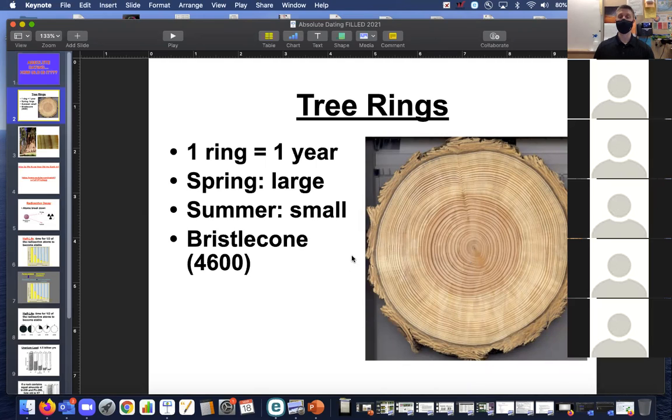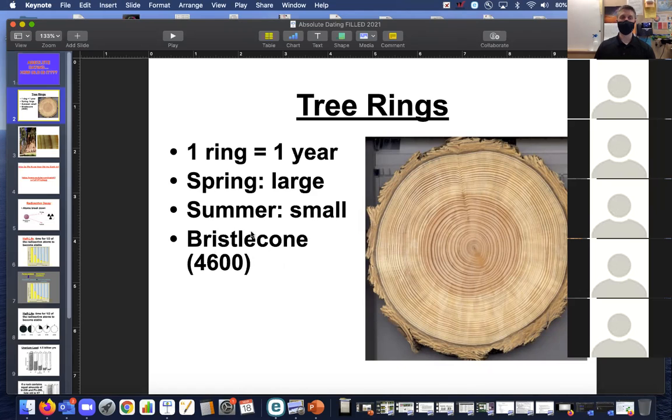One of the other problems is if you don't cut down the tree, but let's say the tree is just laying in the forest, you don't know when that happened. So you can count to see how old the tree was when it fell over. If you don't know when that happened, then you can't figure out the age of it.